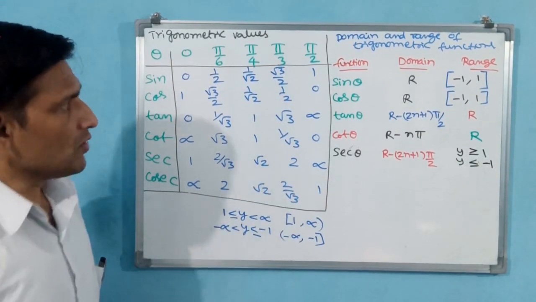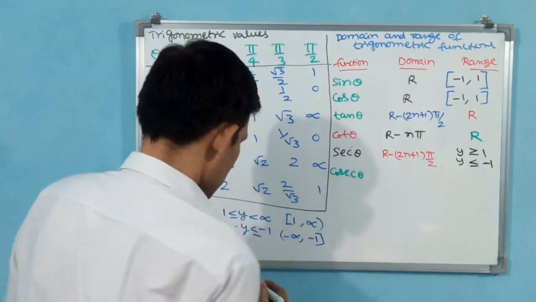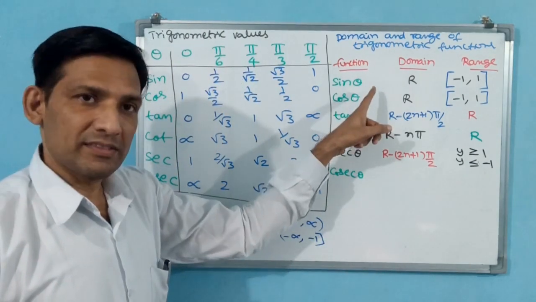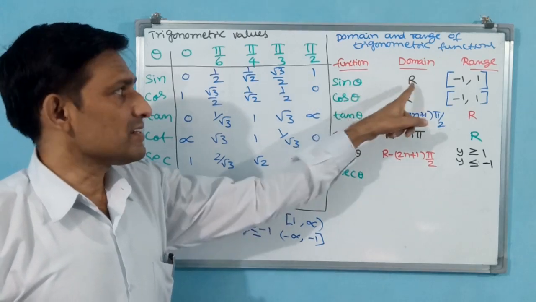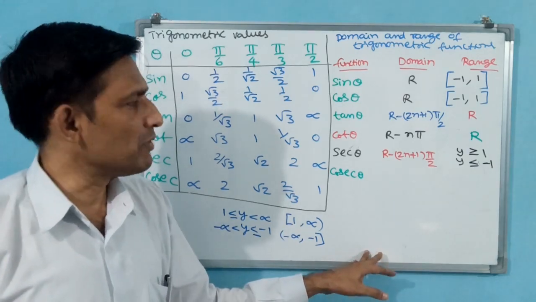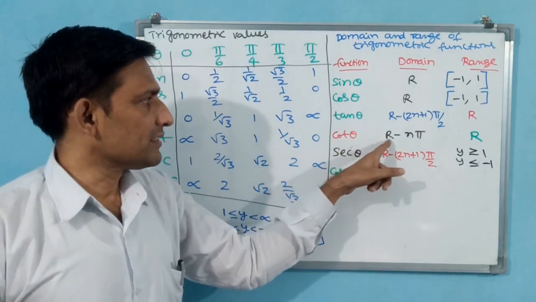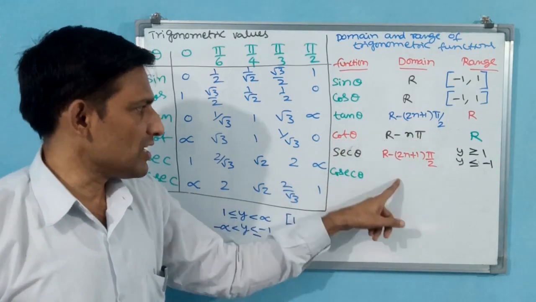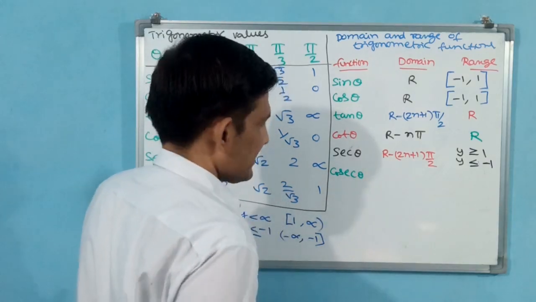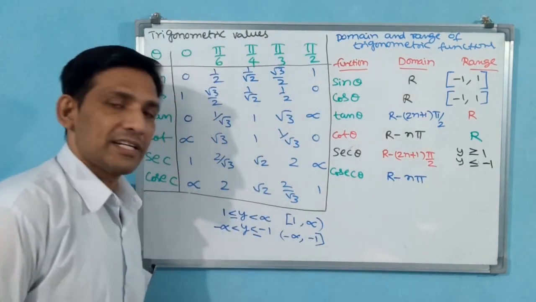Observe carefully. Now let us go for cosecant theta. Cosecant theta also has the same problem. Why? Because cosecant theta is 1 over sin theta. Sin theta should never become 0. If sin theta becomes 0, then it is undefined. Where sin theta becomes 0 is the same as for cot theta. See how r minus n pi, same you repeat here also. Understand? Why has this come?